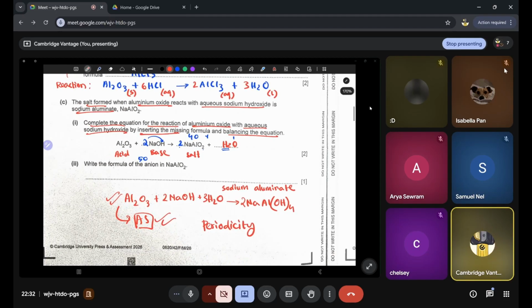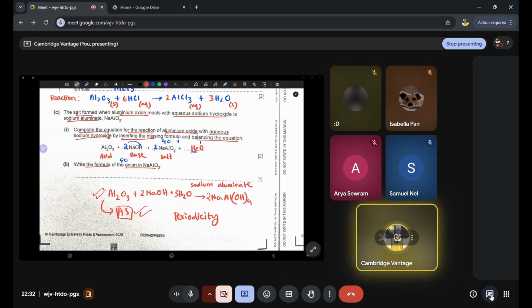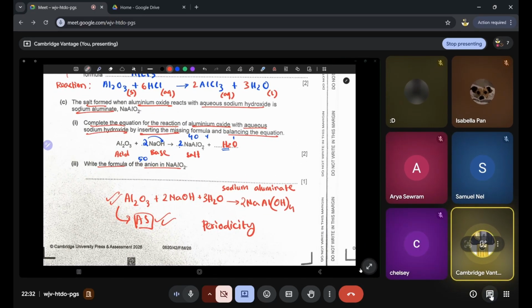All right. Write the formula of the anion in NaAlO2. No, Arya, ammonia is not amphoteric. Ammonia is a weak base. Amphoteric oxides are generally just metal oxides. So ammonia, since it's not really consisting of metals, it's not an amphoteric oxide. Okay. Write down the formula of the anion in NaAlO2.